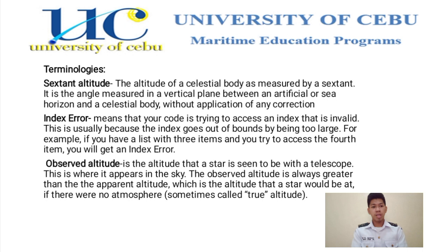Next, observed altitude is the altitude that a star is seen to be with a telescope. This is where it appears in the sky. The observed altitude is always greater than the apparent altitude, which is the altitude that a star would be at if there were no atmosphere, sometimes called true altitude.